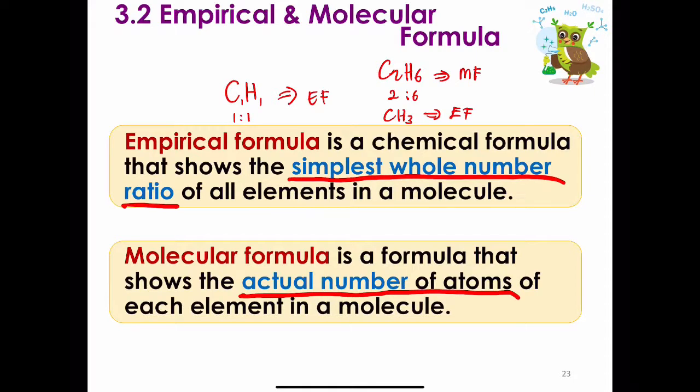Okay, so I give you another one. What about if I give you C5H13? Is this considered as empirical formula ataupun molecular formula? So kena tengoklah ratio yang ada kelas. So tengok ratio yang ada, 5:13. Boleh simplifykan lagi ataupun tak. So since it cannot be simplified, therefore this is considered as empirical formula. Okay, so it has to be whole number. Okay, untuk empirical formula it has to be whole number.